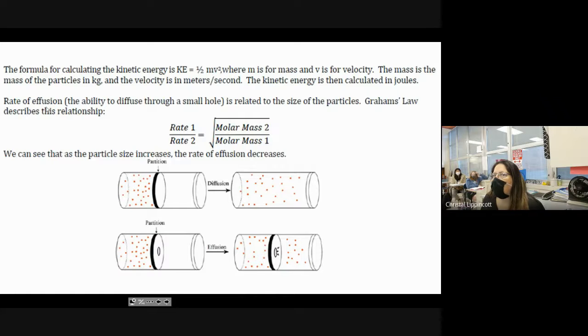And you can calculate the rate of effusion through a small hole. So remember, effusion is diffusion through a tiny hole. Like a puncture in your tire would be an example of that. And it says that rate 1 over rate 2 equals the square root of the molar mass of 2 over 1. If you think of that, that's your velocity and your mass. So you can see as the particle size increases, the rate of effusion is going to decrease. So the bigger the particle, the slower it's going to lose that gas out of there.